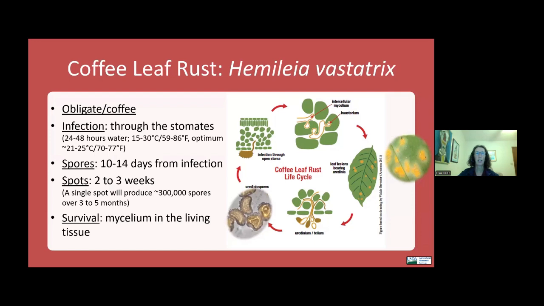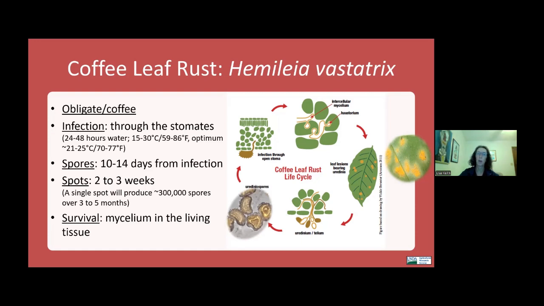So to get started, in case you're not familiar, coffee leaf rust is caused by the obligate parasitic fungus Hemileia vastatrix, and its only known host is coffee, and it needs a living host to survive. So for infection to occur, pretty much there's the optimum water conditions, temperature, minimum, maximum, and the spores will actually land on the surface of a coffee leaf. They will work their way to the underside so they can enter through the stomates.